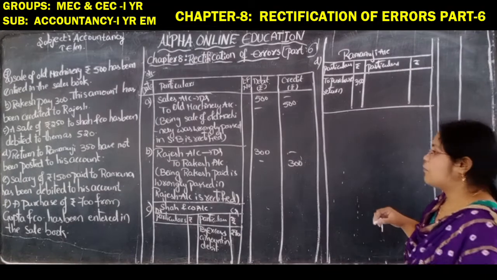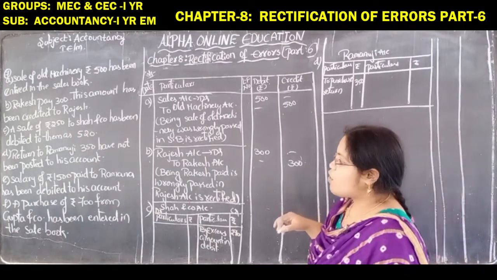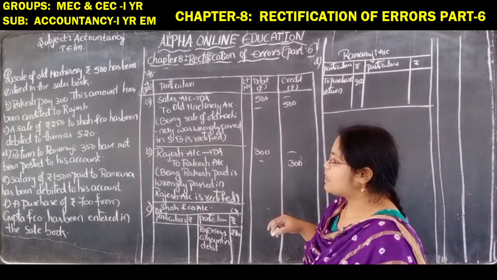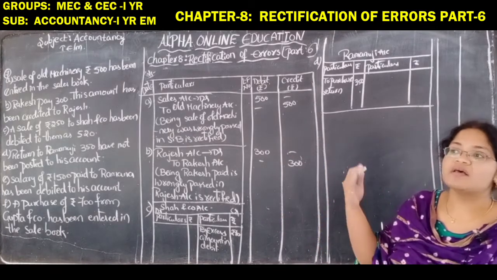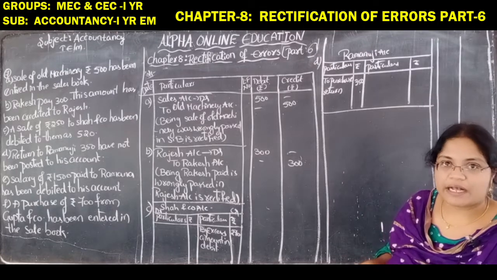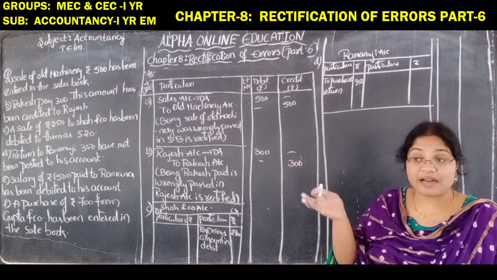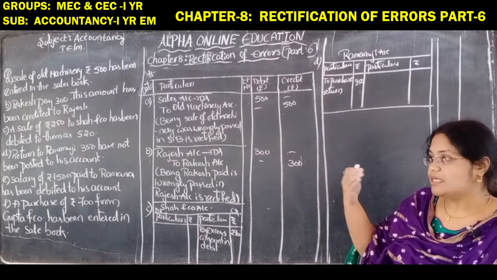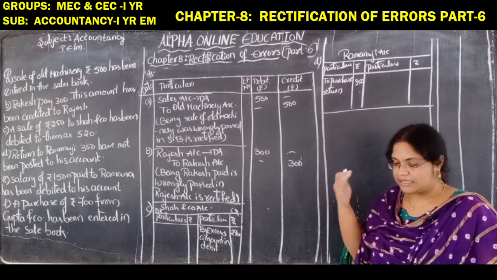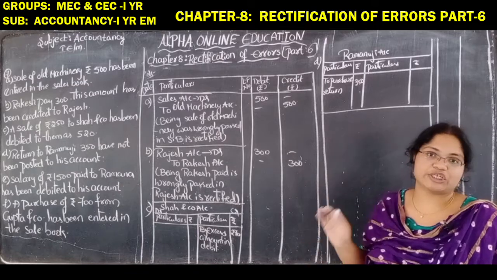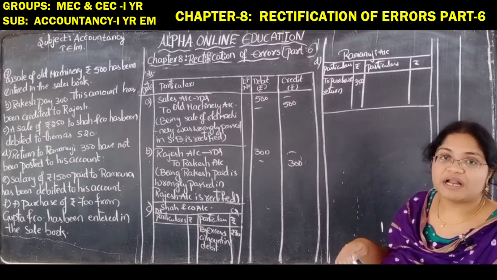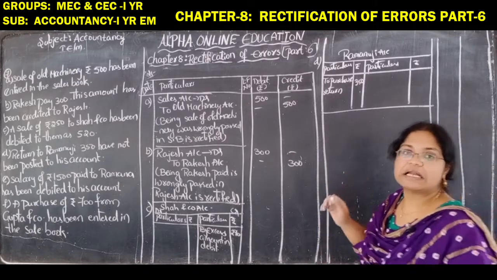Okay. Now, next. Salary of 1500 paid to Ramana has been debited to his account. So, what will be the entry actually? Salary account debtor to Ramana account. But they have written like this: Ramana account debtor to cash account. So, they debited the Ramana account. Now, I am going to credit the Ramana account.